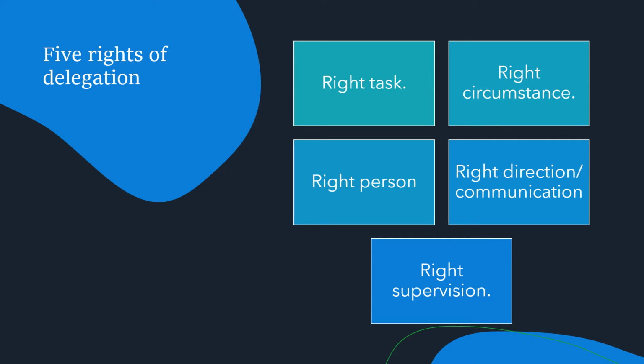And is it within their scope of practice? The right direction. Does the delegate have the appropriate directions or communications to be given? Here you have to tell the person you are delegating the task to exactly what you want done and what they should report back to you. And the right supervision is you must provide the person anything they need, like telling them what they need to do and keeping an eye on them, because you still hold accountability for the outcome of the task.